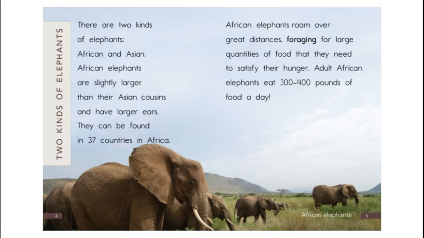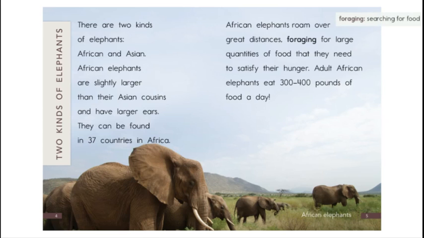There are two kinds of elephants, African and Asian. African elephants are slightly larger than their Asian cousins and have larger ears. They can be found in 37 countries in Africa. African elephants roam over great distances, foraging for large quantities of food that they need to satisfy their hunger. Adult African elephants eat 300 to 400 pounds of food a day.